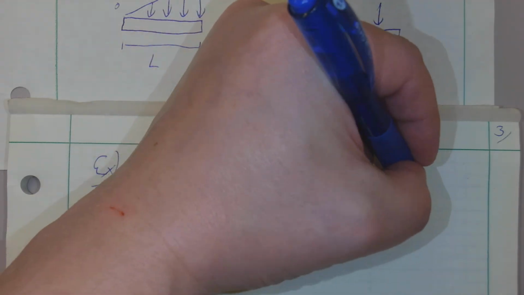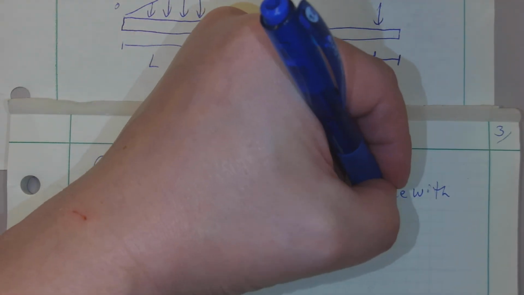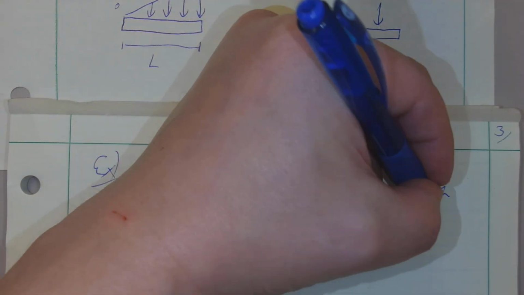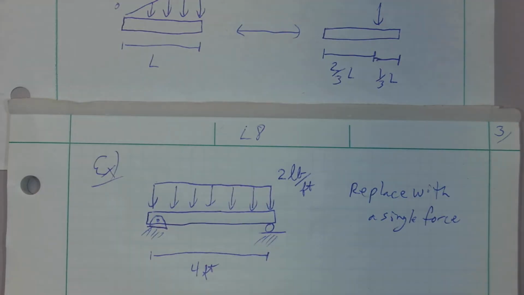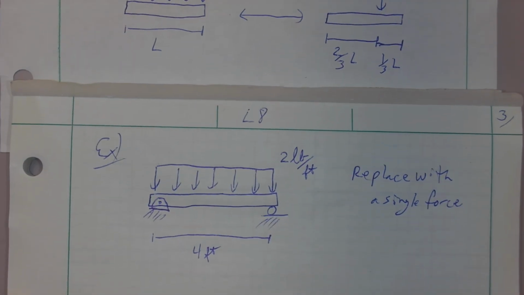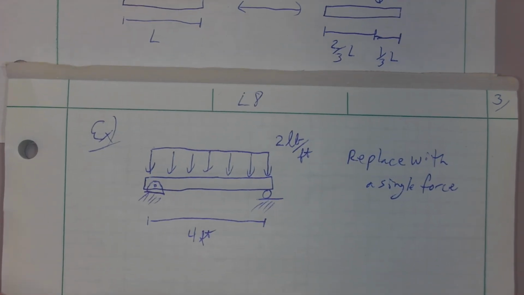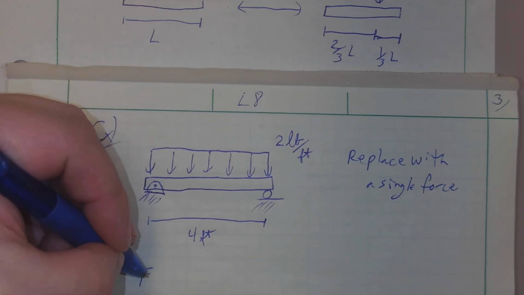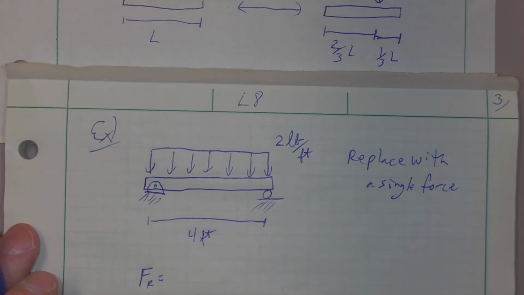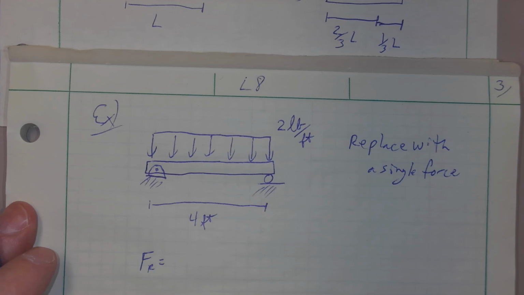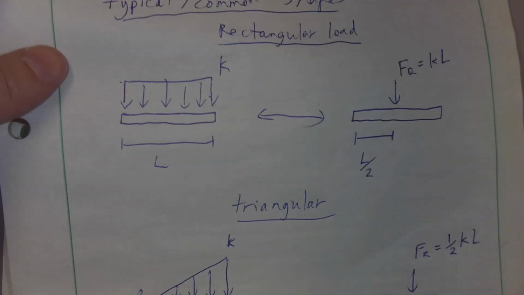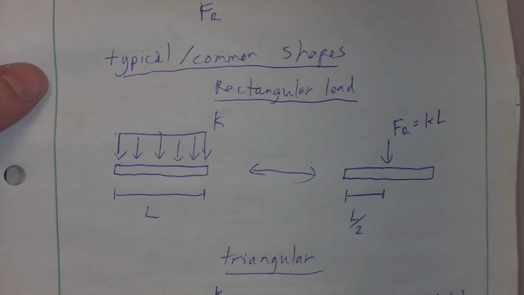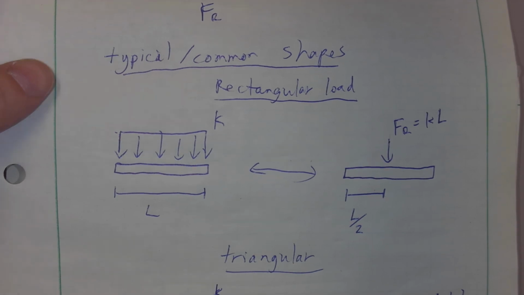replace this with a single force. So we'll replace this distributed load with a single force. Now, if we go hardcore on this and we do the calculus, just to show you it's pretty simple, especially with some of these. We mentioned last time, hey, if you've got a rectangular load, just find the area of the rectangle and you put it there.